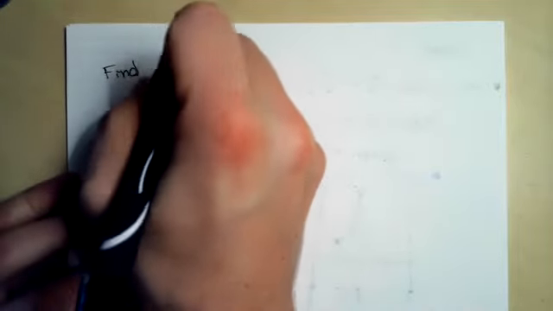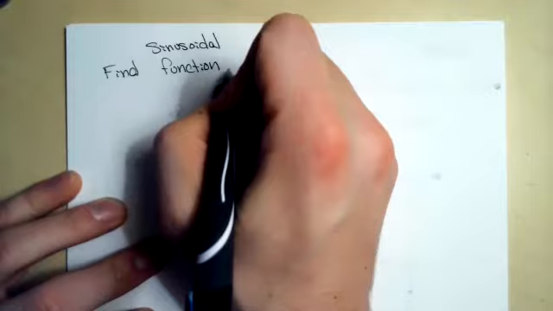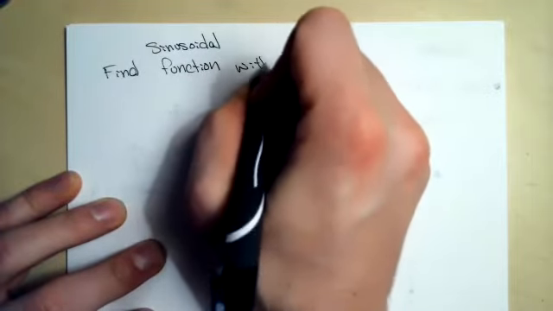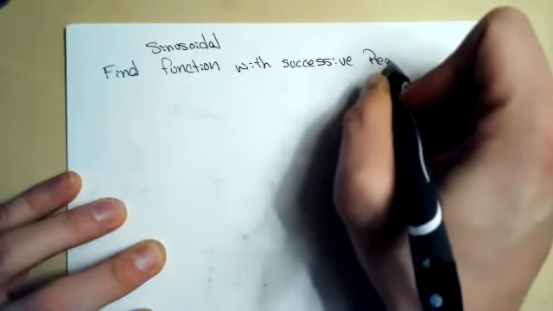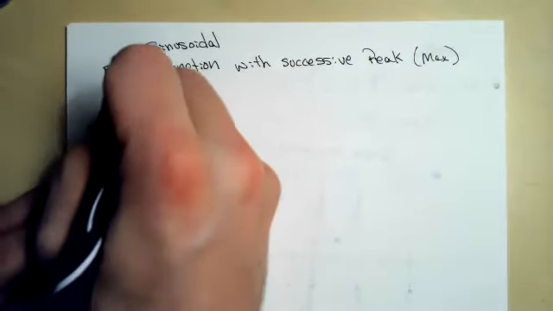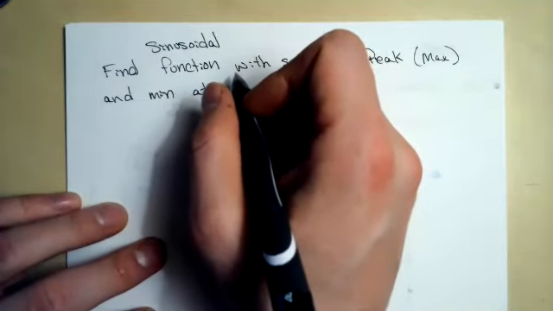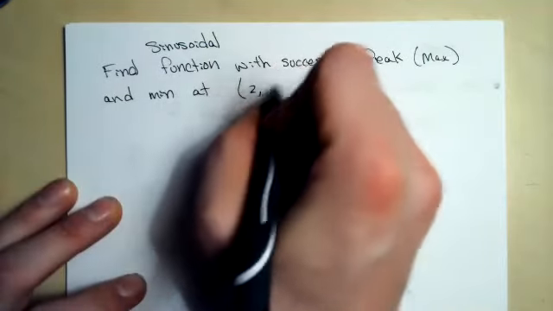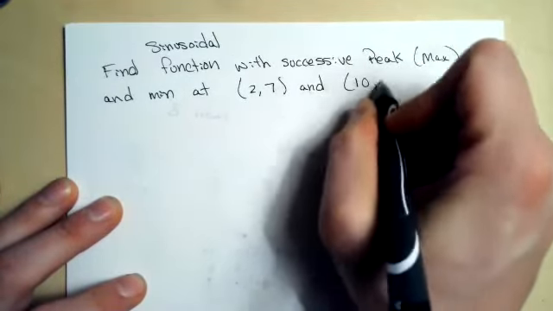So let's say we want to find a function, and let's say a sinusoidal function with successive peak or max and min at (2, 7) and (10, -2).